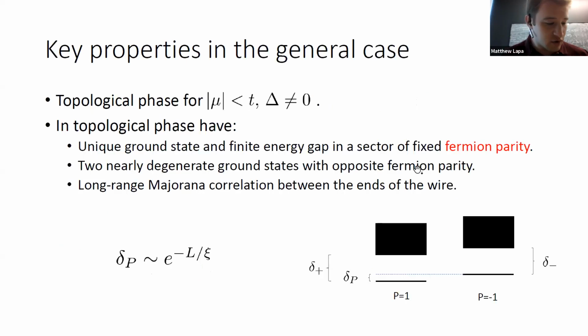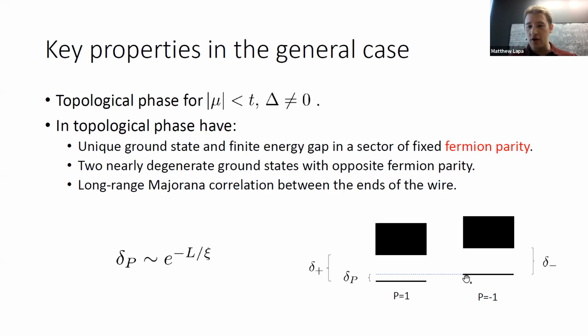Let me now summarize some of the properties of this mean field model for general parameter values. The topological phase of this model exists when the absolute value of mu is less than t and when the superconducting pairing delta is non-zero. In this phase, you have a unique ground state and a finite energy gap in a sector of fixed fermion parity. The two lowest states, which have opposite fermion parity, are nearly degenerate. And then you also have this long-range correlation between the ends of the wire. Here I've drawn a cartoon of the spectrum of this model in the sectors with fermion parity equal to 1 and minus 1.